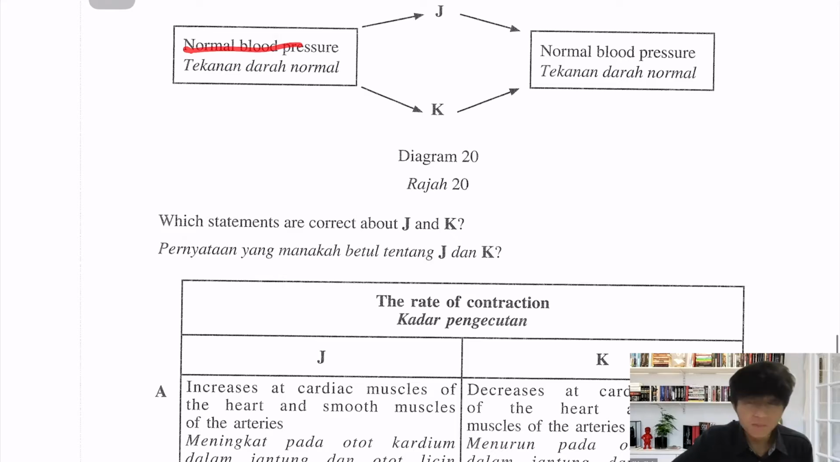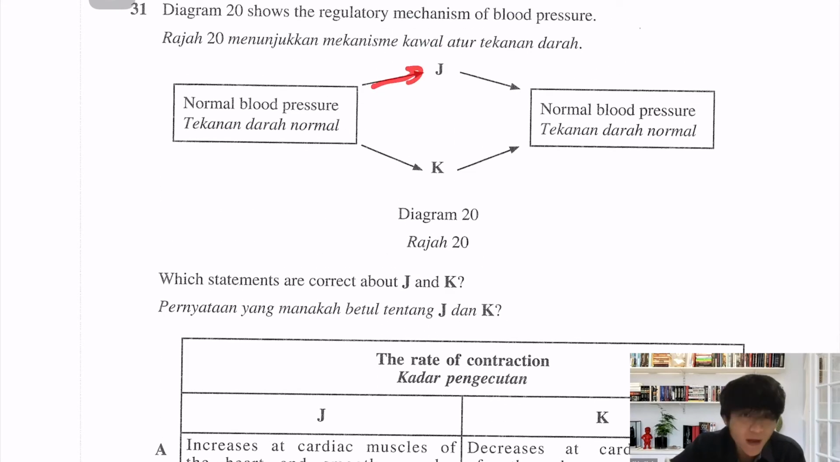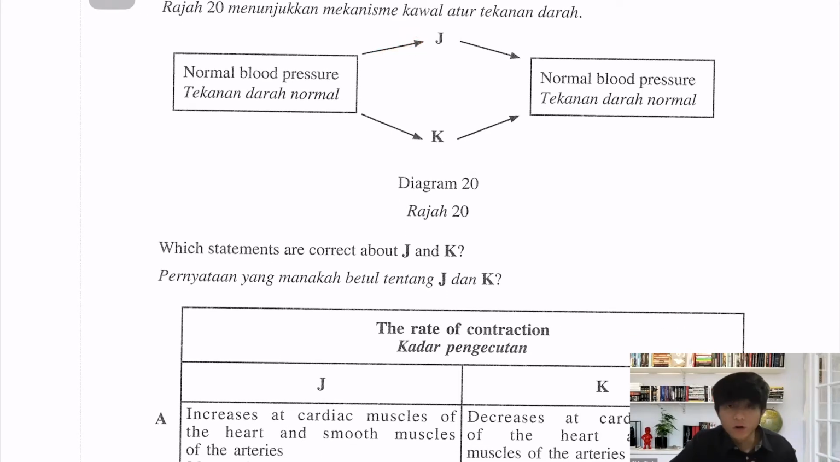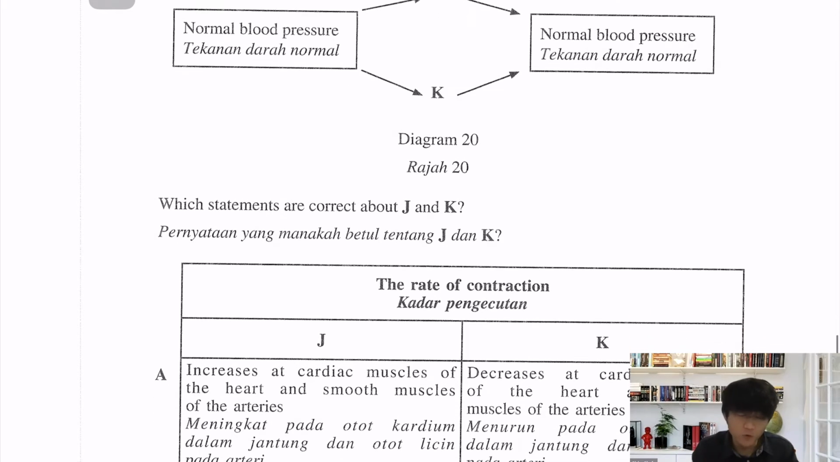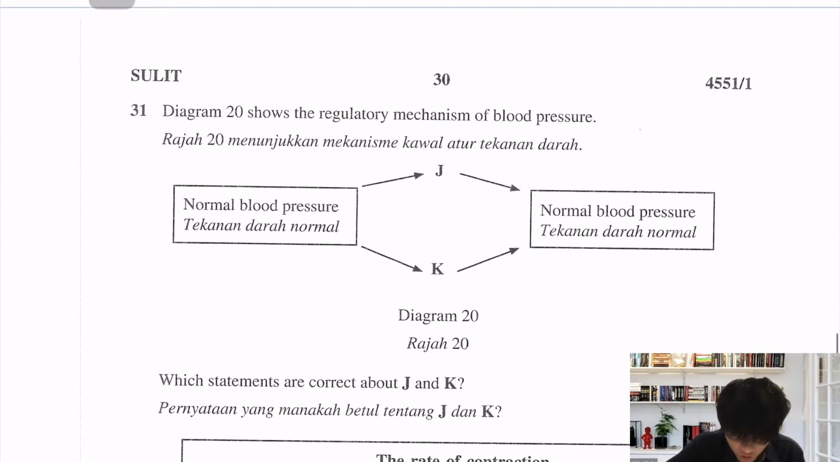You have normal blood pressure and it goes up to J. So J increases at the cardiac muscle of the heart and smooth muscle. So it does go up, right? What happens is that your heart will beat faster, your cardiac muscle will contract faster, and the smooth muscle of the artery also will contract more. So J definitely is increasing.